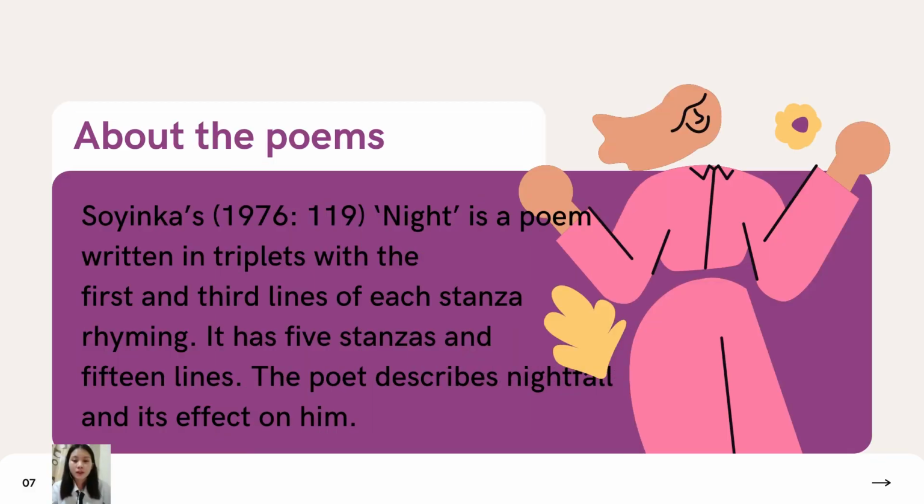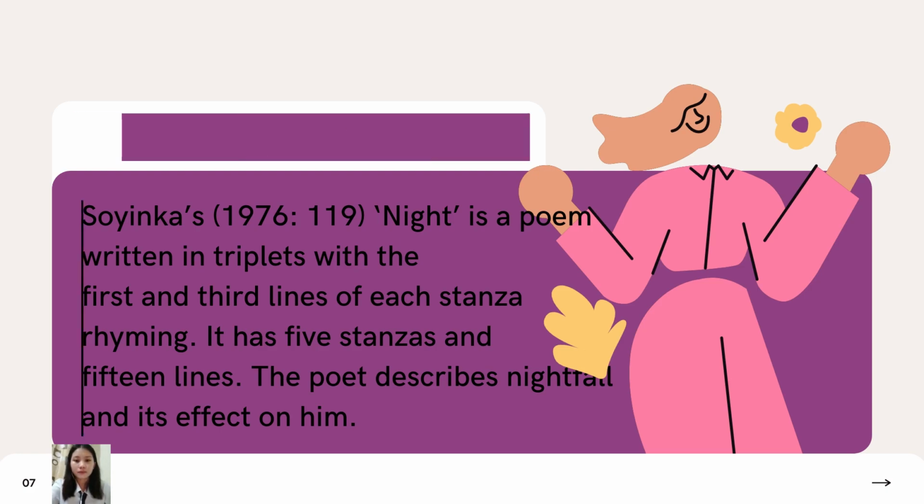Here are some examples from Soyinka's work. Soyinka's 1976 poem entitled Night is a poem written in triplets, with the first and third lines of each stanza rhyming. It has 5 stanzas and 15 lines. The poet describes nightfall and its effects on him.